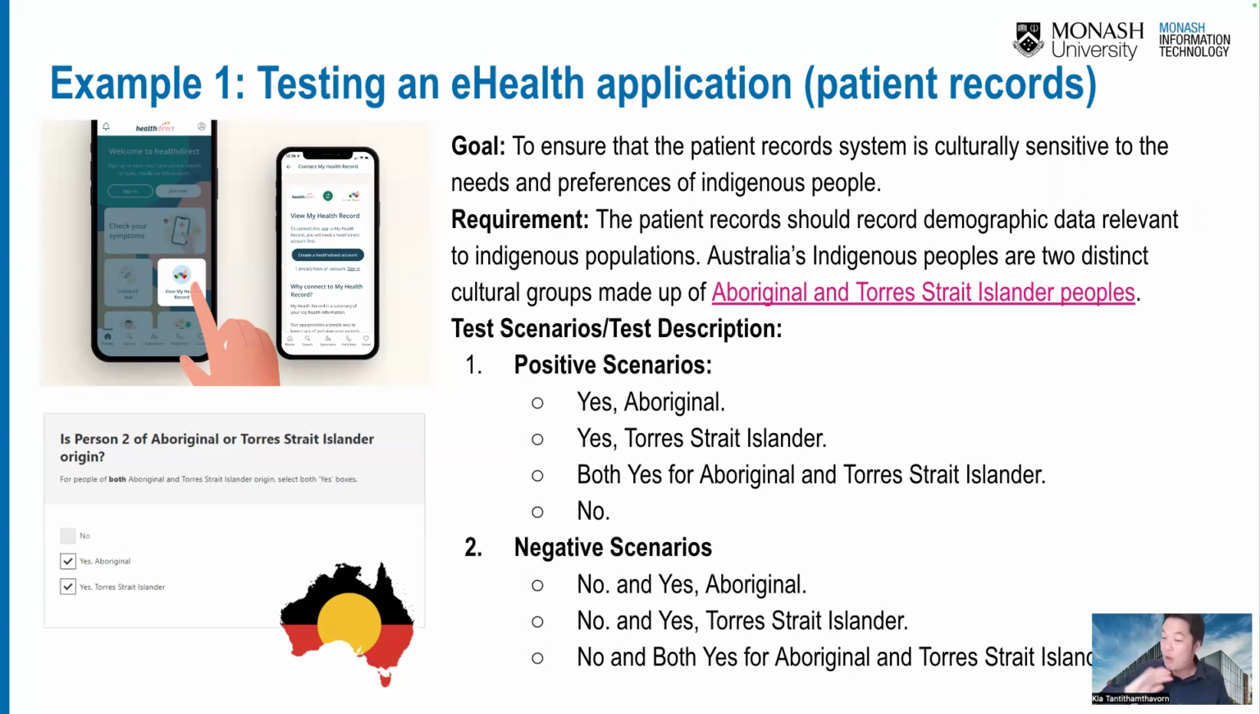Makes sense? But what won't work is if I tick no and yes Aboriginal, okay, this will not work at all because it's an invalid combination, right? So that's why we call it negative scenarios, the negative testing, okay? We also need to test it to make sure that the system can handle this kind of invalid input correctly, all right? Another incorrect combination, right? No and yes Torres Strait Islander, and tick all of them. 3 options here. No and both Aboriginal and Torres Strait Islander. Okay, makes sense, everyone? Super clear?